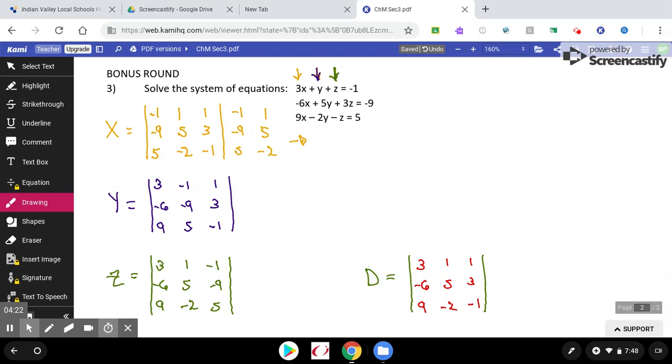I'm going to show you one more time anyway, right? So how do you do a determinant? Wow, what happened there? I have no idea.